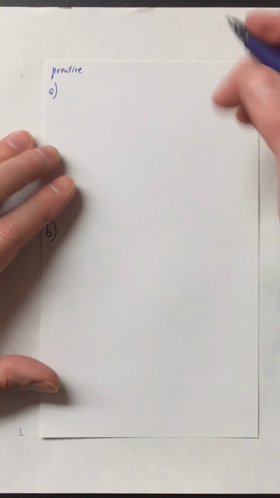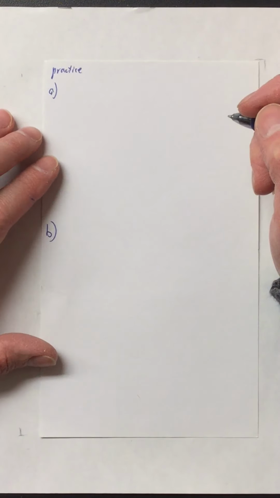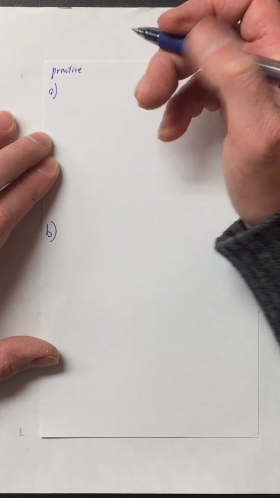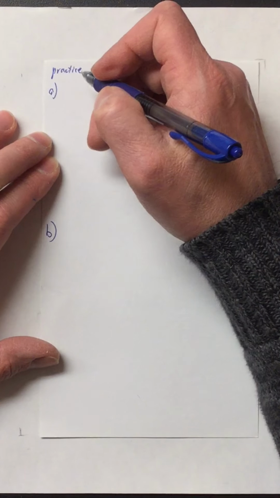I see the repetition there in the way this is set up. I'm going to do the first one normal, but then the second one I'm going to do it my shortcut and see if you can get that. All right, practice problem A.